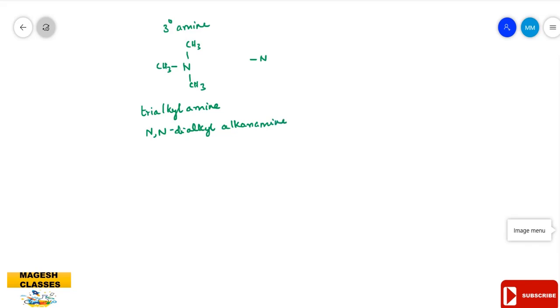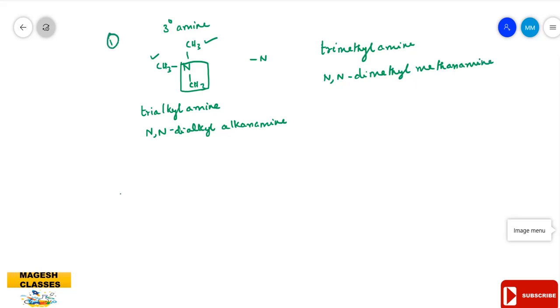Now what is the name of this compound? Here 3 methyl groups are attached, and so the common name is trialkyl. What is the alkyl part here? Methyl amine, so trimethyl amine. In IUPAC nomenclature, one is considered as the alkane part, and the remaining 2 are considered as the substituted part. So it is N,N, 2 methyl groups are substituted. So N,N-dimethyl, and the alkane part is methane, and so it is N,N-dimethyl methane amine. That's the name.